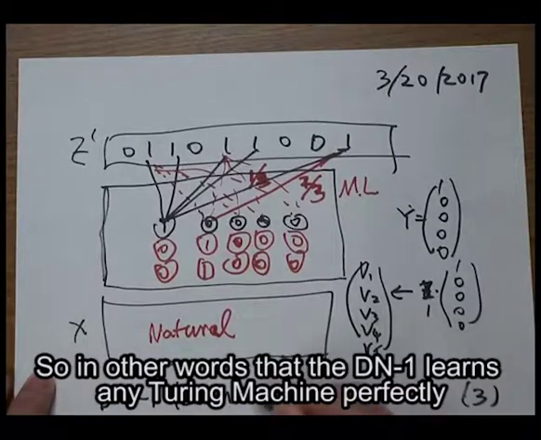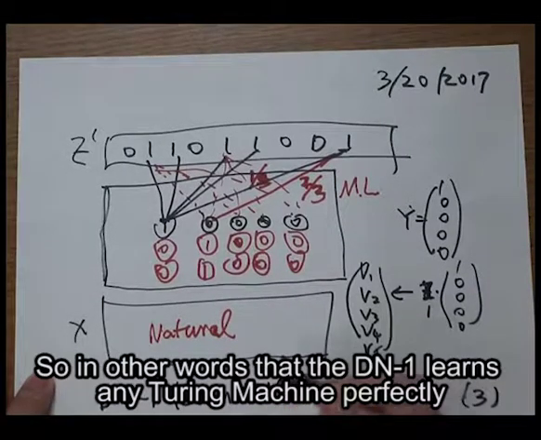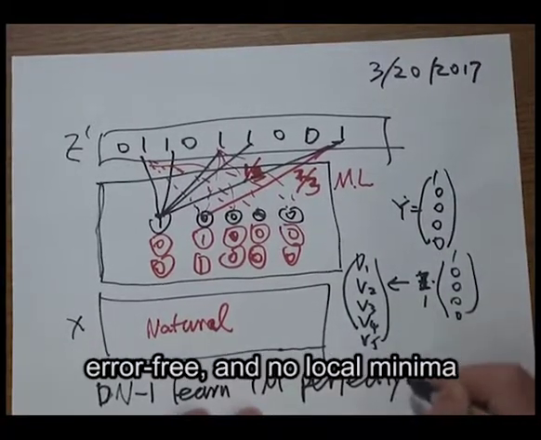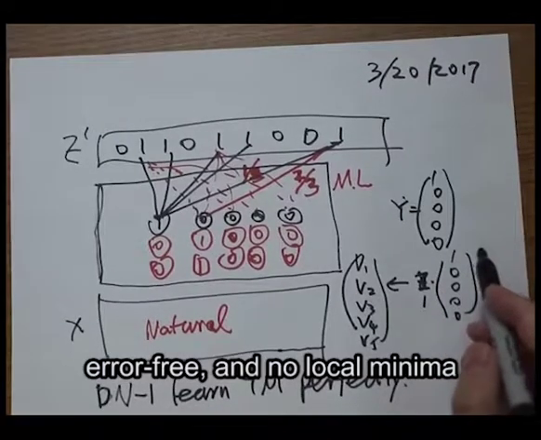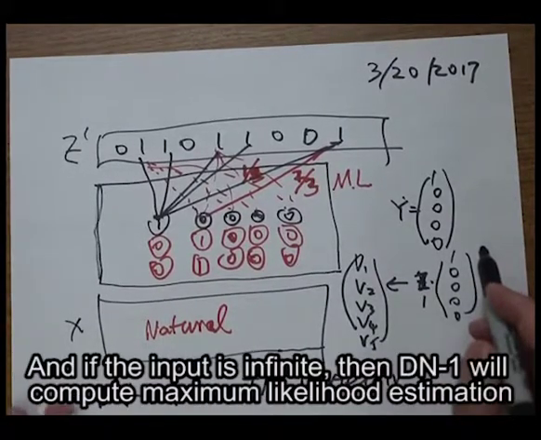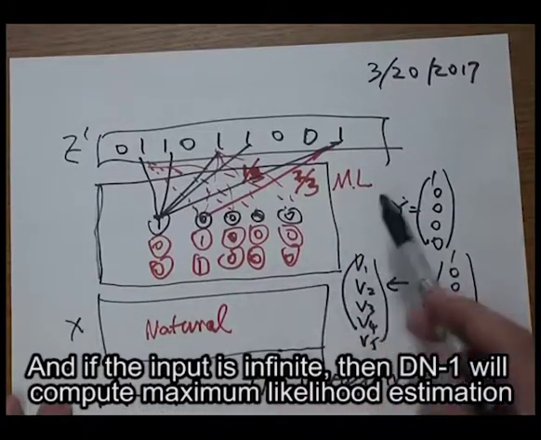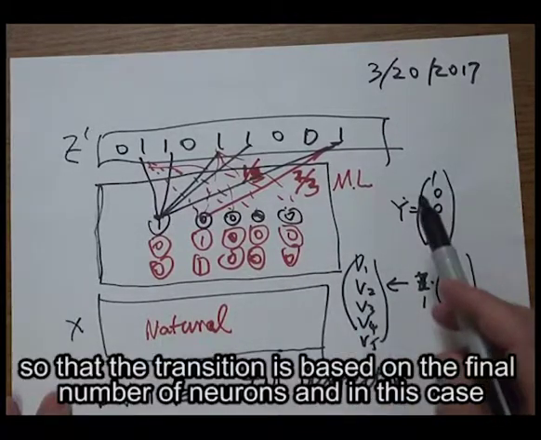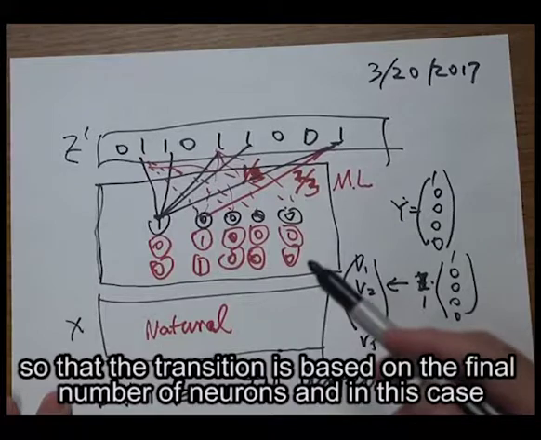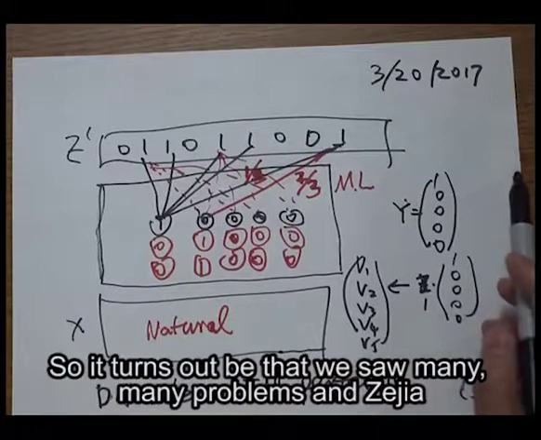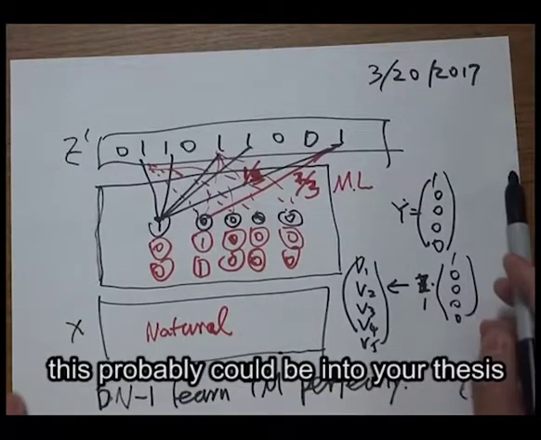So in other words, this DN1 learns any Turing machine perfectly, error-free, and with no local minima, because the number of samples is finite, and as long as you have enough Y neurons. And if the input is infinite, then DN1 will compute maximum likelihood estimation, so the transition is based on a finite number of neurons, and in this case the number of neurons is not enough. But it's optimal. So it turns out that we solve many problems, and so John, probably put this into your thesis.